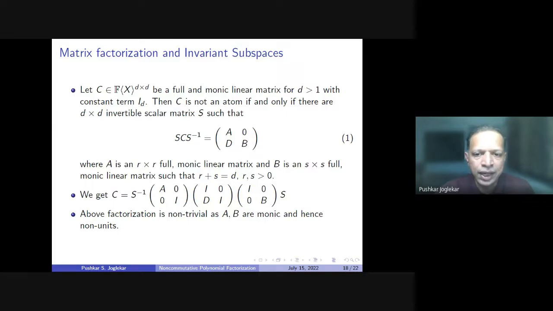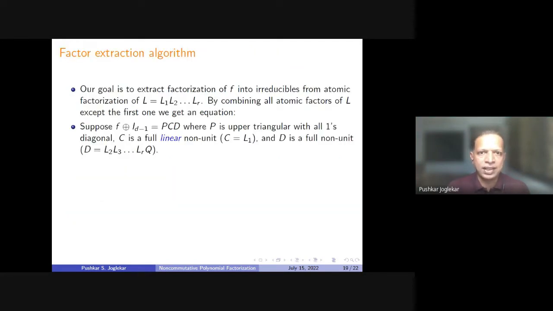And note that A and B again satisfy both the requirements. They are full and monic. So we can recursively expand out these two matrices further and get the whole factorization of C. So at this stage, we have factorized linear matrix L into atoms. Our goal is to factorize polynomial f.